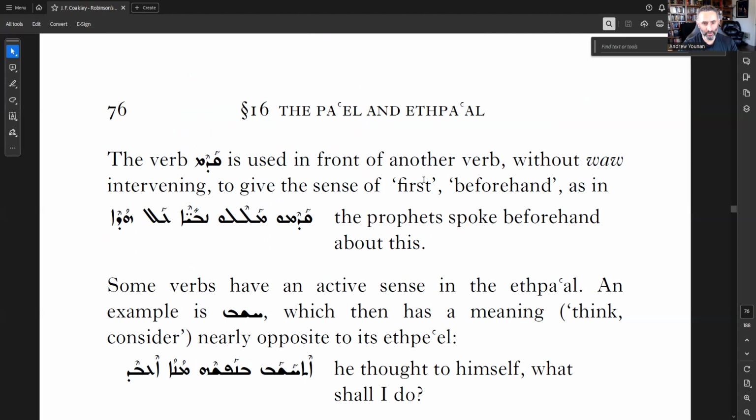the verb qaddim is used in front of another verb without a waw intervening to give the sense of first, beforehand, as in qaddim mallil nwiya al hadi. The Prophet spoke beforehand about this. Qaddim. Yeah. So here's the thing.